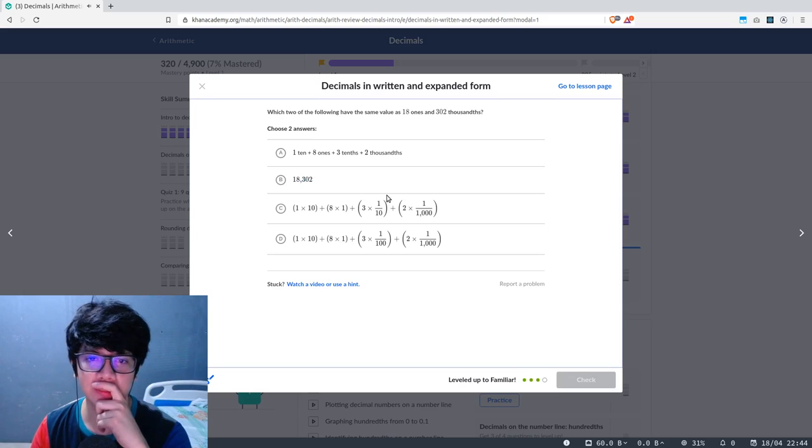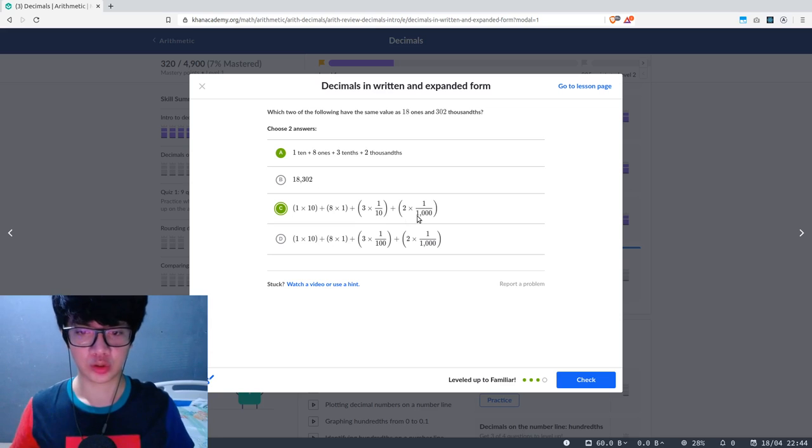Which of the following have the same values? 18 ones and 302 thousandths. 1 ten, 8 ones, 8 tenths, and 2 thousandths. 1 times 10, 8 times 1 plus 2. All right, this is correct. Well, this one is 100. No.